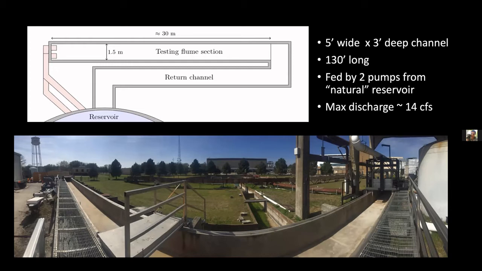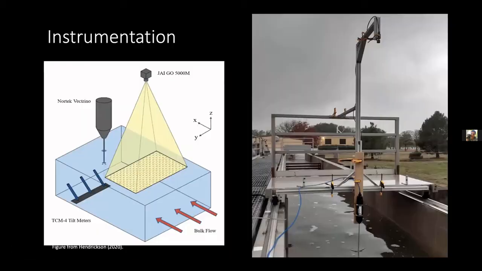The water that feeds this is coming from a reservoir, which we're saying is natural. If you think of those big circular reservoirs at a water treatment plant, that is kind of what we have feeding our system. So there is all sorts of organic matter in there depending on the day. And we are able to generate some pretty decent flow rates through this. So here is our testing section.